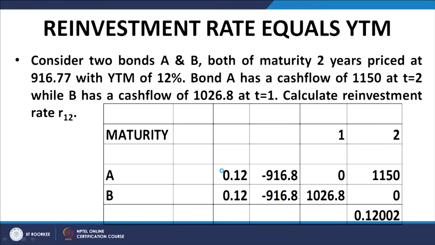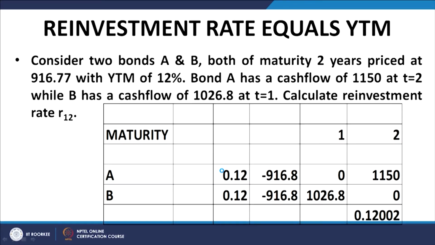The cash flow at T equal to 1 will be minus 1026.80, and the cash flow at T equal to 2 will be plus 1150, because you are long in bond A, so you will receive the cash flow at maturity, and you are short in bond B, so you will pay the cash flow at maturity. Therefore, invoking the principle of no arbitrage, the future value of 1026.80 must be equal to 1150, and if you work out the implied rate of interest, it turns out to be 12%.